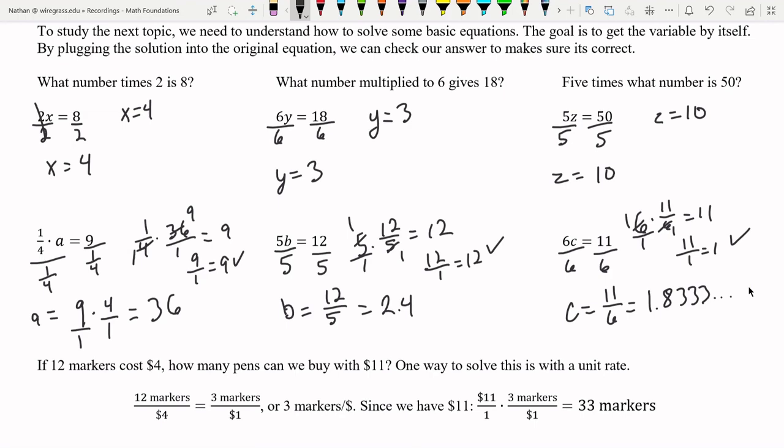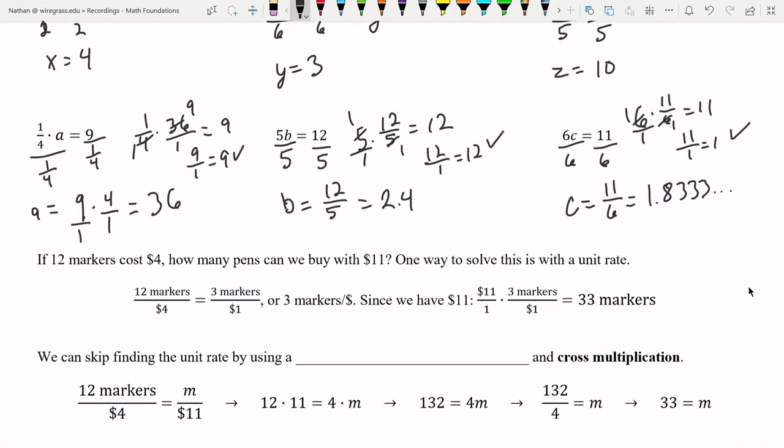Now, if 12 markers cost $4, how many markers can we buy with $11? So we can solve this by finding the unit rate. If 12 markers cost $4, then 12 markers per $4 is going to be 3 markers for $1, or 3 markers per dollar, right? For each dollar you can buy 3 markers.